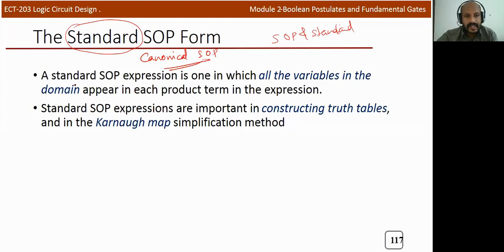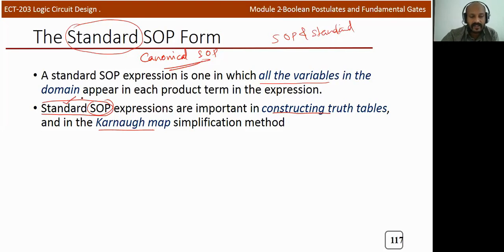A standard SOP expression is one in which all variables in the domain appear in each product term in the expression, either in the complement form or in the direct form. And why do we choose the standard form? Because for constructing the truth table and for writing the K-map, which is a simplification method used in Boolean algebra for minimization, we require a standard SOP form, not the plain SOP form. This is standard SOP form.